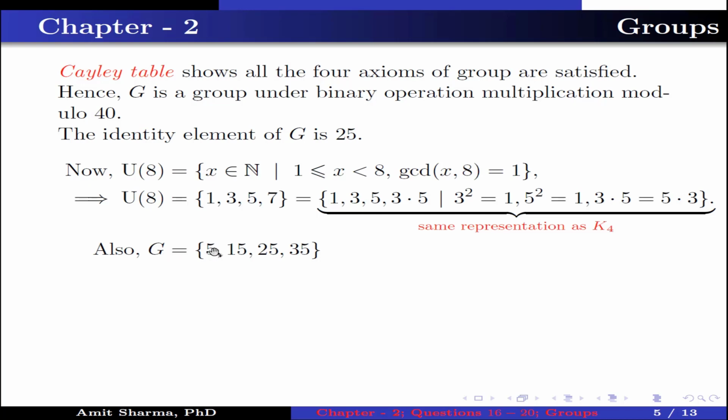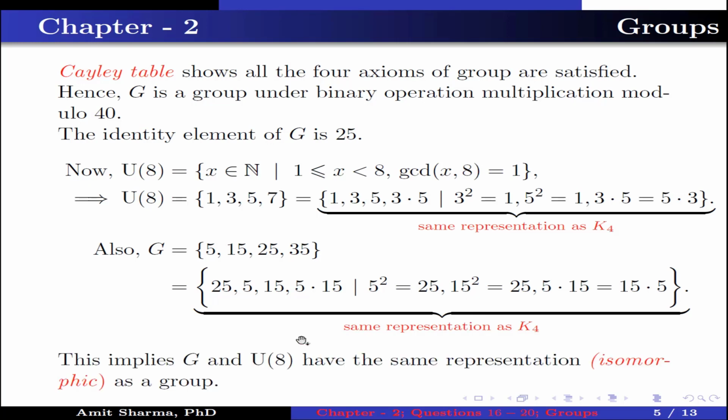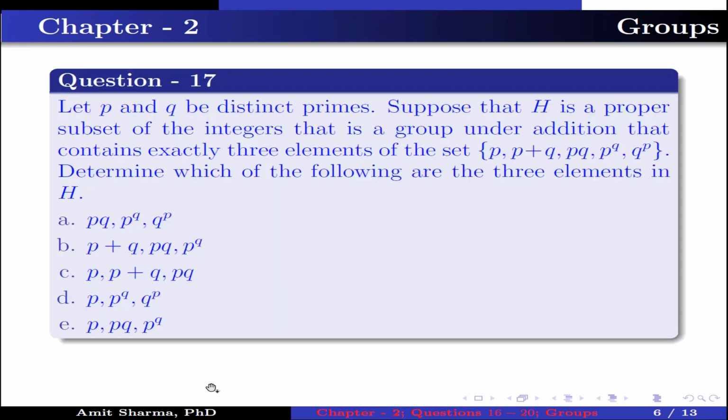Also, G having the elements 5, 15, 25 and 35, which is further written as 25, 5, 15 and 5 into 15. 5 into 15 is 75. Under multiplication mod 40, it becomes 35. Here 5 square is 25, 15 square is 25. 5 into 15 is equal to 15 into 5. This is the same representation as K4. Since U8 and G are the same representation as K4, this implies G and U8 have the same representation as a group.